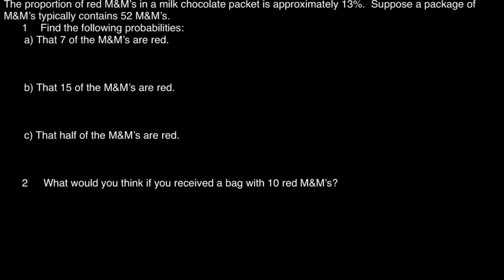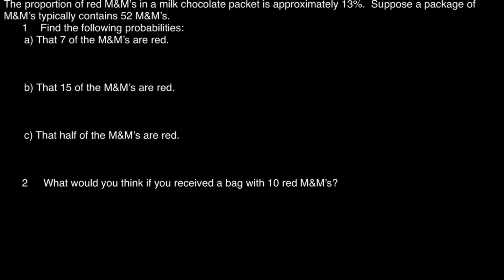Okay, so suppose that the proportion of red M&Ms in the milk chocolate packet is approximately 13%. And let's just say that a packet of M&Ms typically contains 52 M&Ms. So let's find the following probabilities. The first subpart of question number 1 is that 7 of the M&Ms are red.